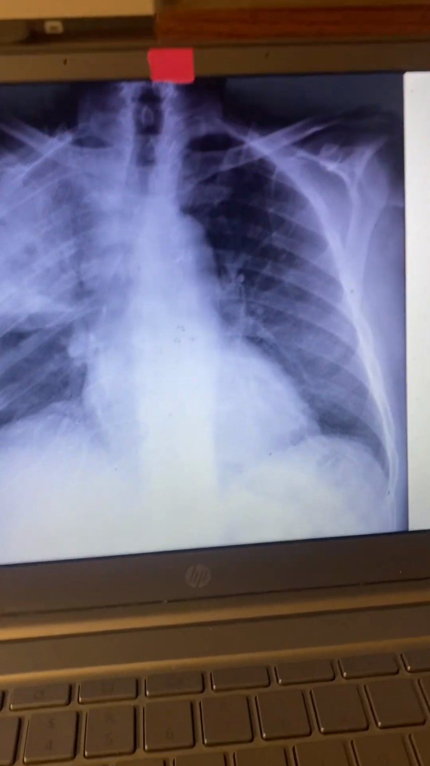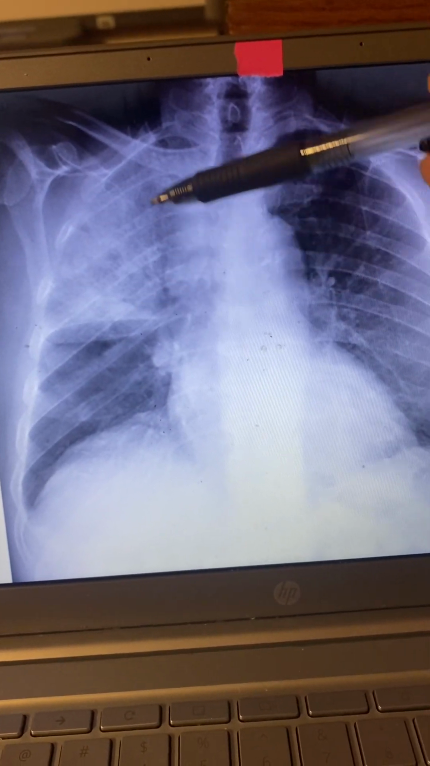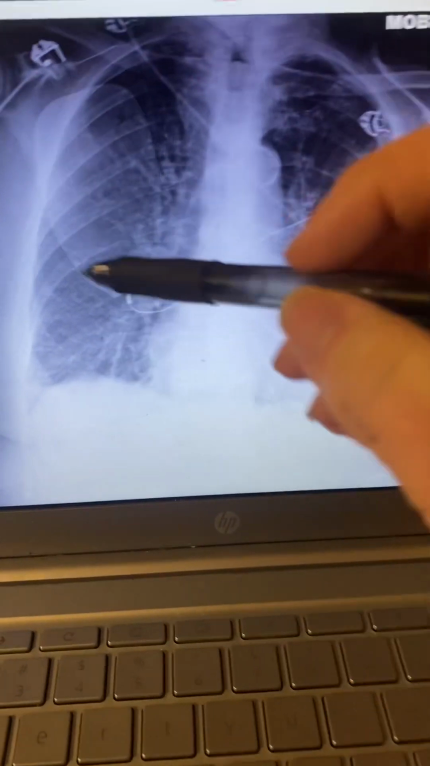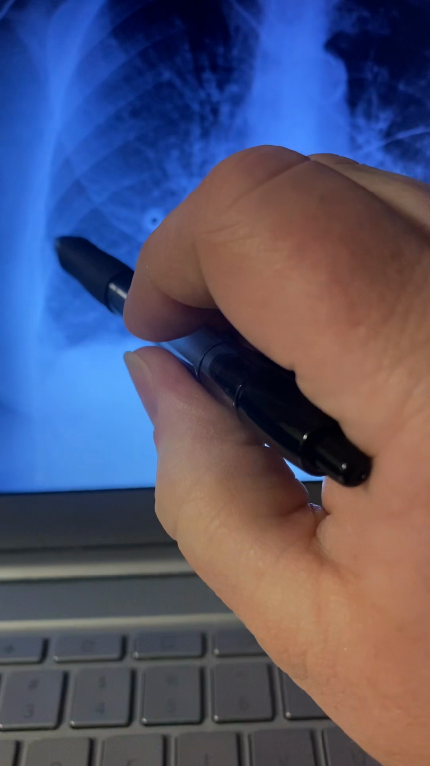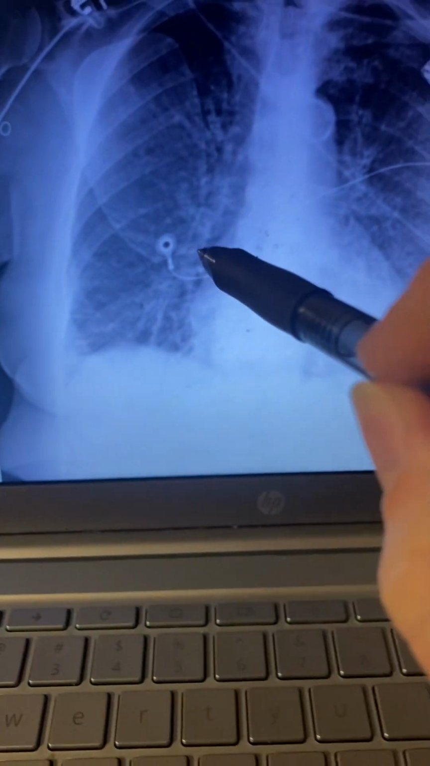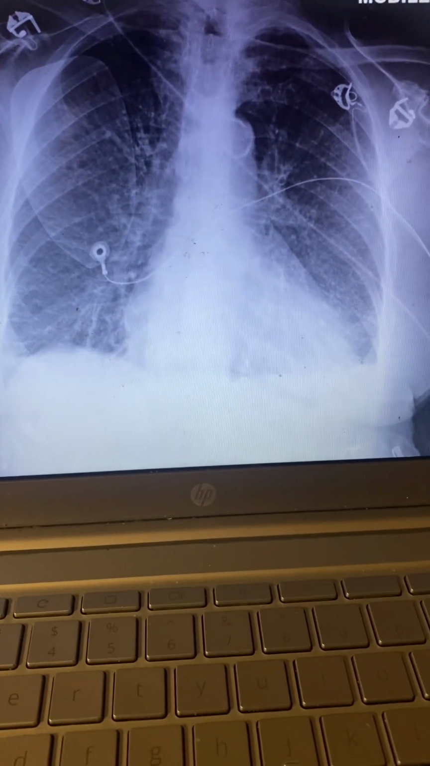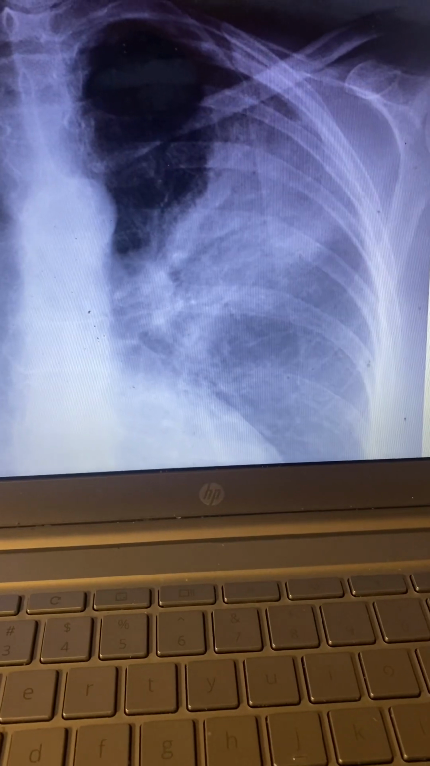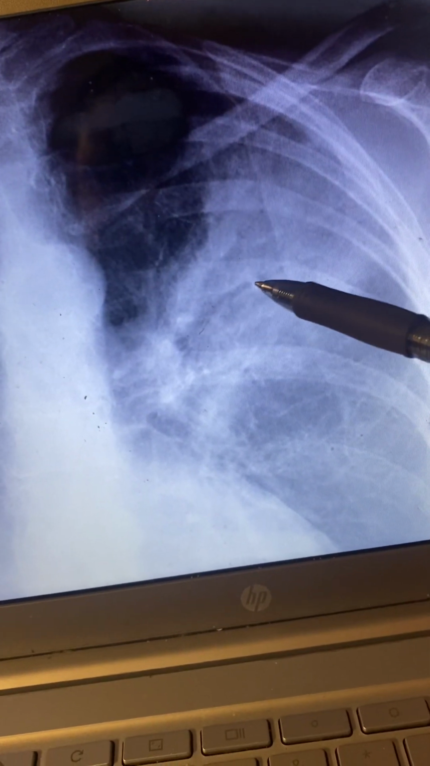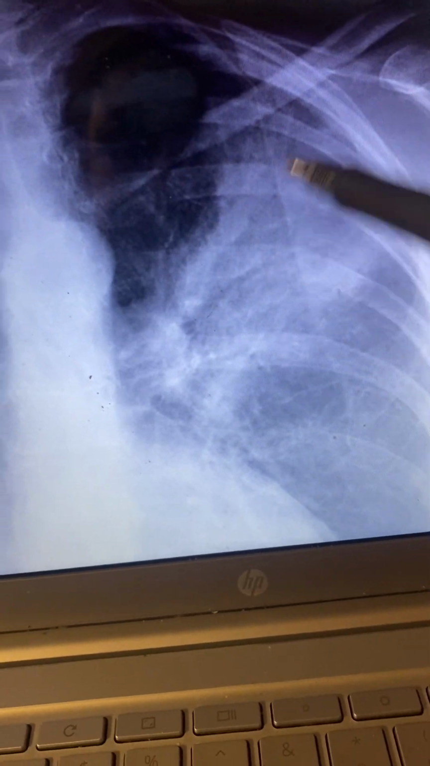And on this one, we have some atelectasis and consolidation going on up here. This next one, you can see these Kerley B lines throughout this x-ray. That would be indicative of pulmonary edema. On this one, you can see the air bronchogram. So this black line right here is indicative of an air bronchogram.